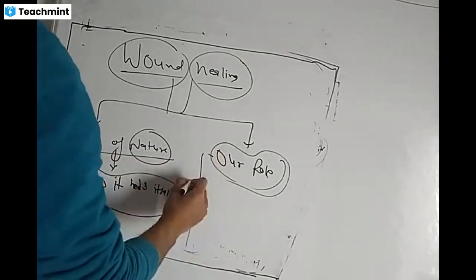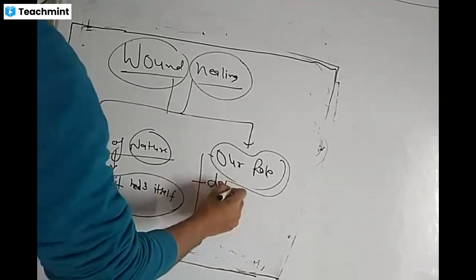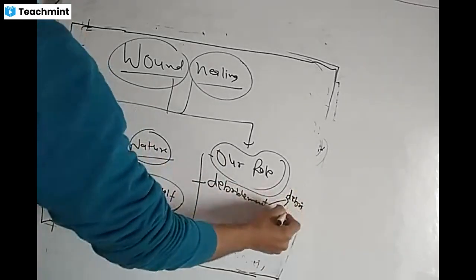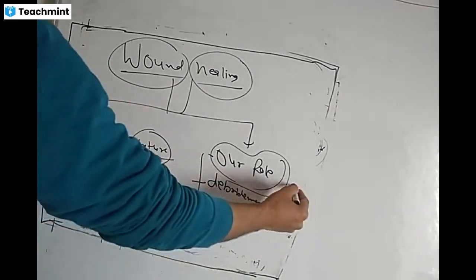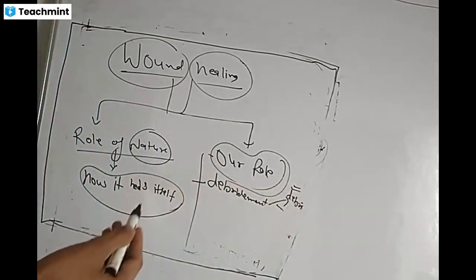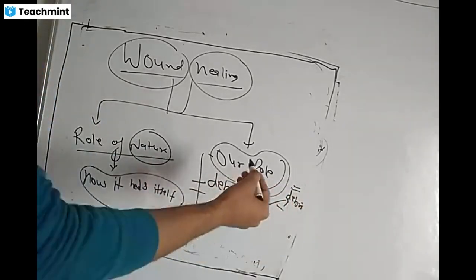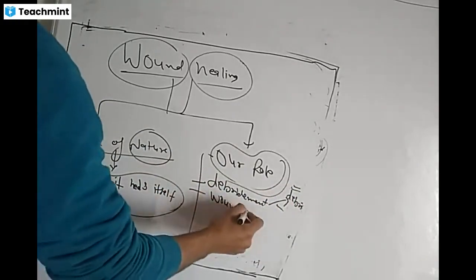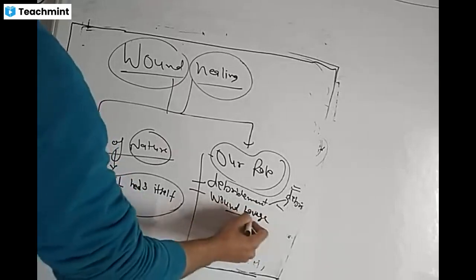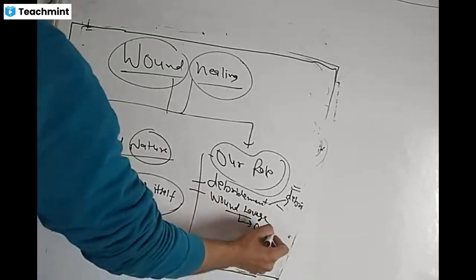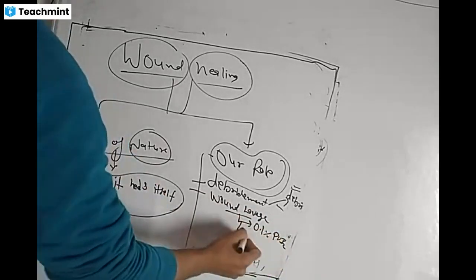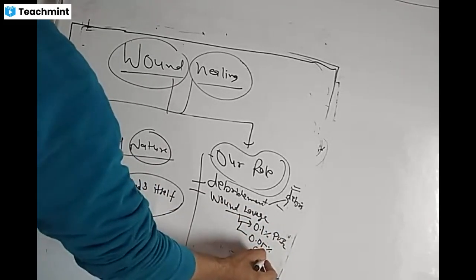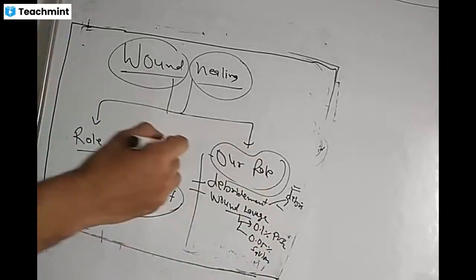In our role, we do debridement, that is, removal of debris and some necrotic material, with the help of either enzymes, maggot therapy, or normal saline, that is physical. There are many methods. Second, wound lavage: we clean the wound with 0.1% povidone iodine or 0.05% Savlon to clear all the debris and contaminants.